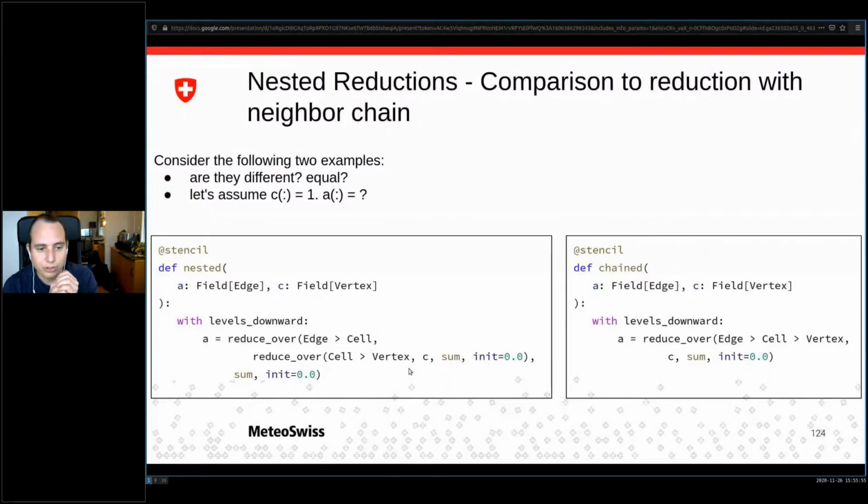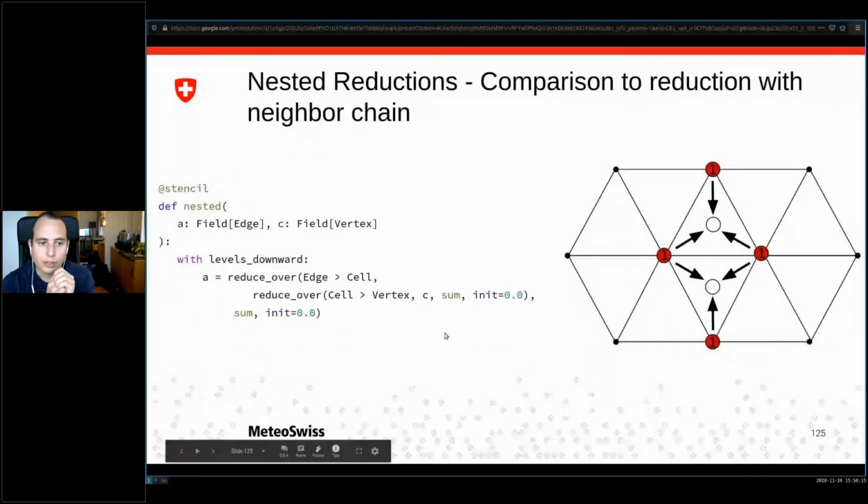So now a quiz question could be, I mean, I'm not going to open the floor for a quiz, but still you could ask yourself, is this equal? Or phrased differently, assuming C is 1 throughout the domain, what result would you get on the right-hand side and what result would you get on the left-hand side? So let's have a look.